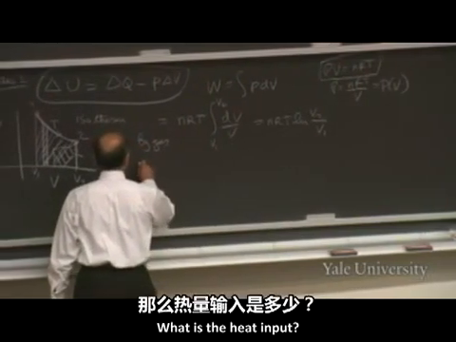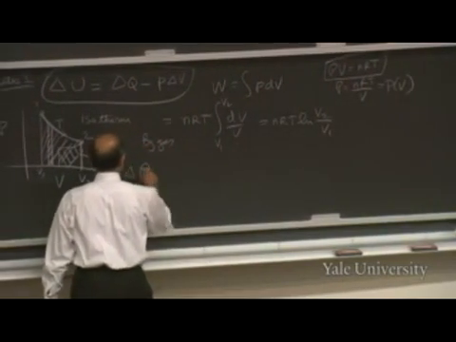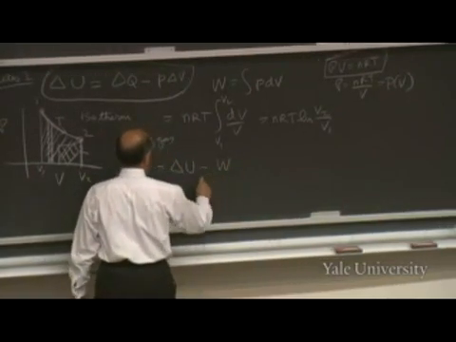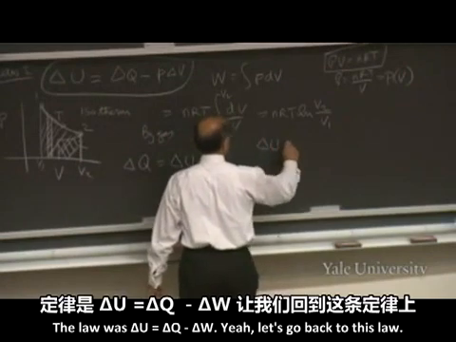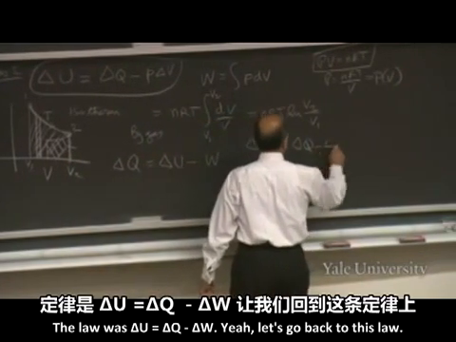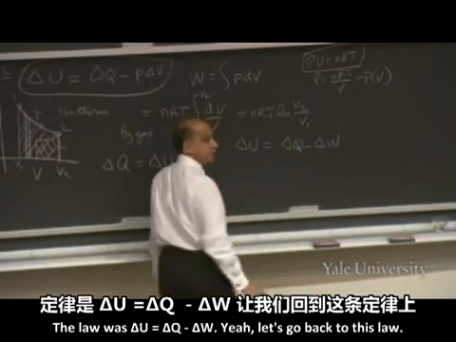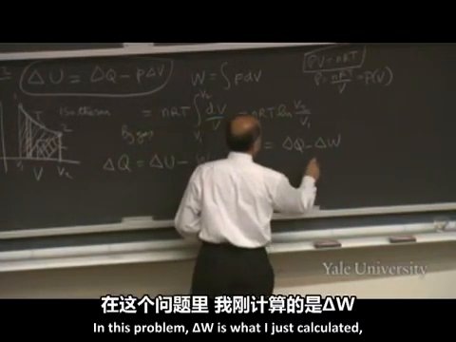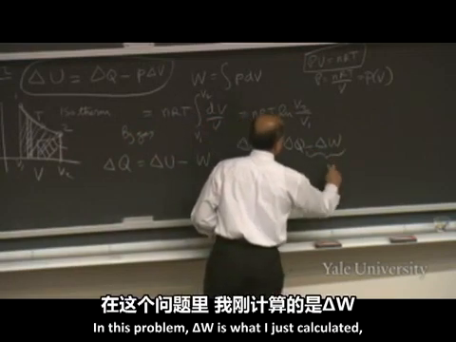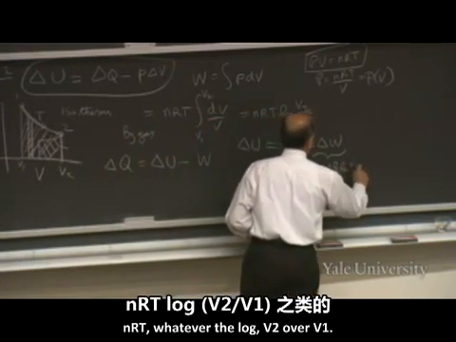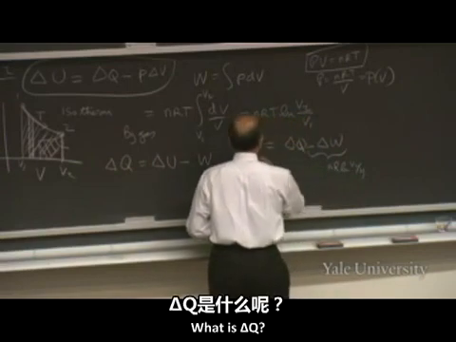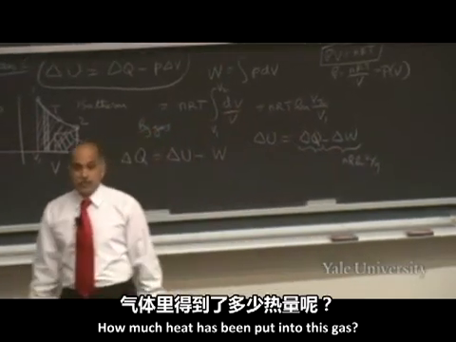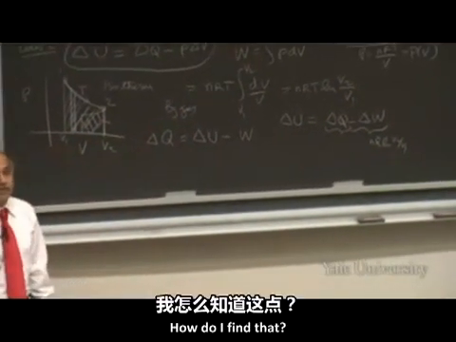What is the heat input? The heat input is the change in internal energy minus the work done. Let me see. The law was delta U is equal to delta Q minus delta W. Yeah, let's go back to this law. In this problem, delta W is what I just calculated, nRT, whatever, log V2 over V1. What is delta Q? How much heat has been put into this gas? How do I find that?